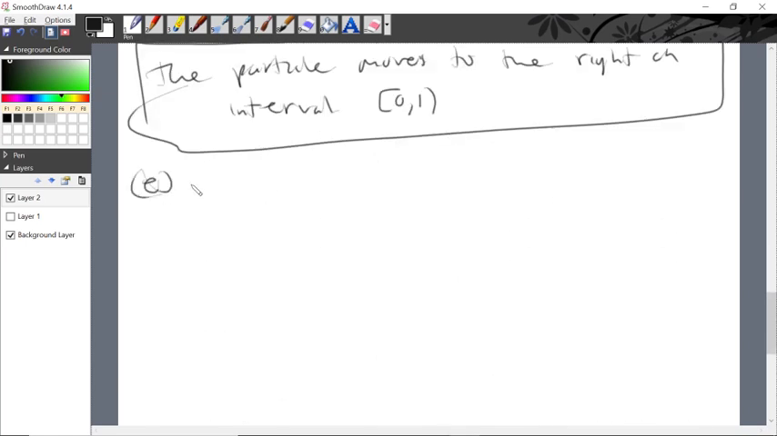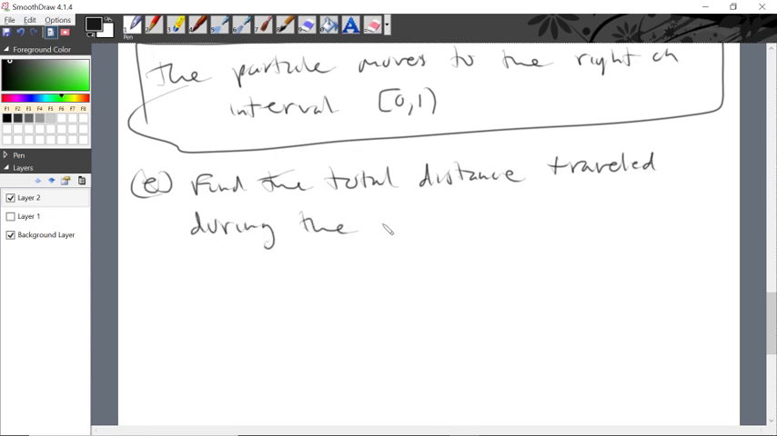Part E. Find the total distance that the particle traveled during the first 8 seconds.